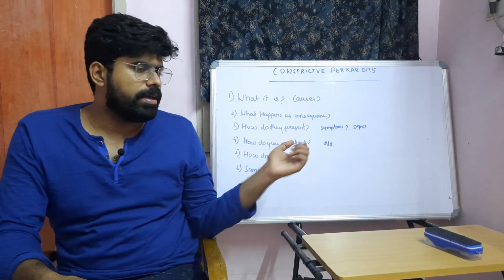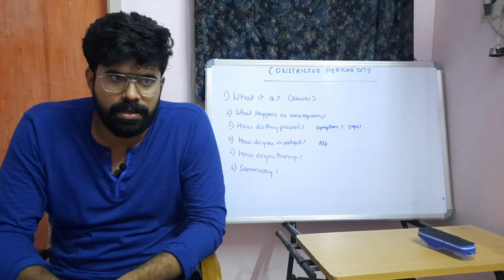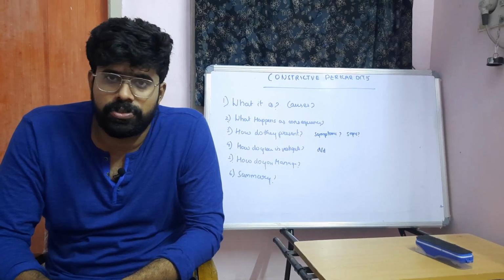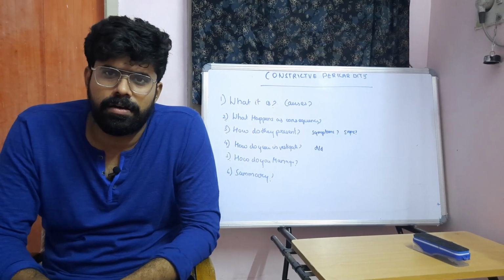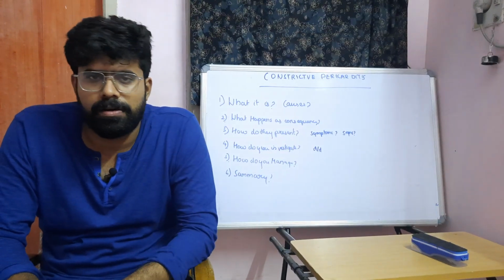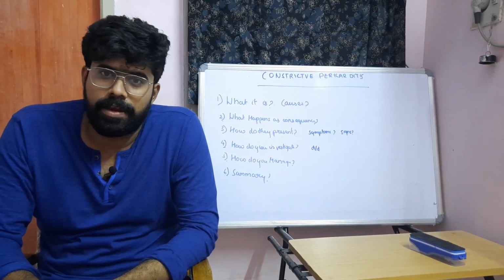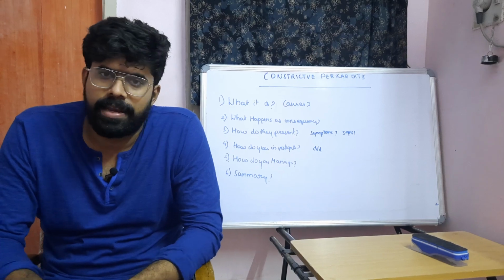So, summary: any patient presenting with refractory ascites, pleural effusion, or RV failure with very resistance to all the diuretics, you have to think in terms of constrictive pericarditis. You have to do an echo to diagnose the condition, and you should manage it with surgery.